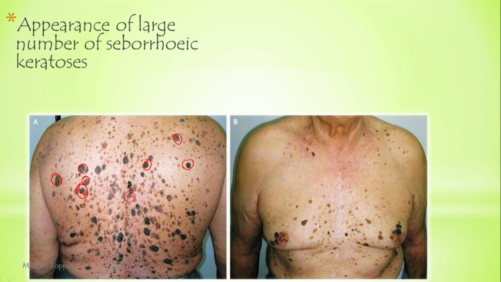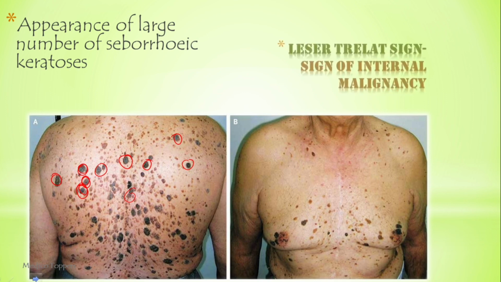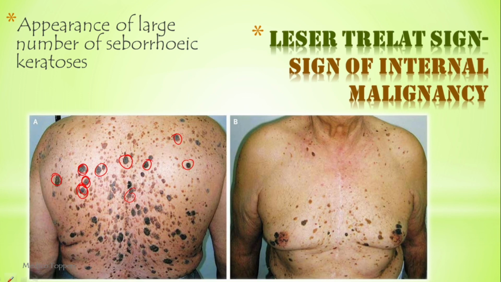So this condition, seborrheic keratosis, we can see in a lot of older age group patients whenever we are going out, or if a patient is coming to our OPD, we can see this type of lesion. So if a patient is having a large number of seborrheic keratoses, what is it indicating? So it is indicating the sign of internal malignancy. We have to suspect some internal malignancy, and this sign is also called as Leser-Trélat sign.